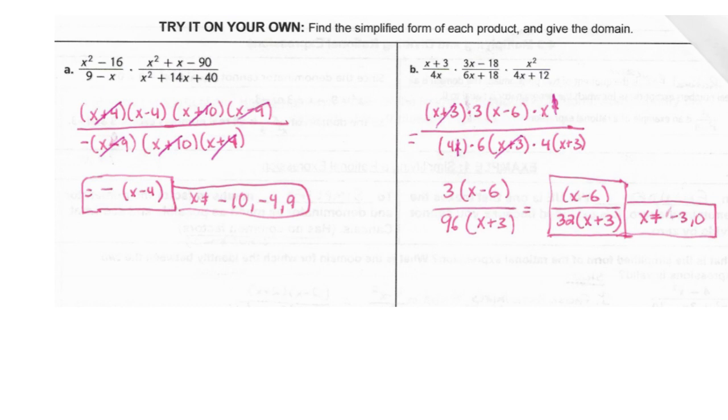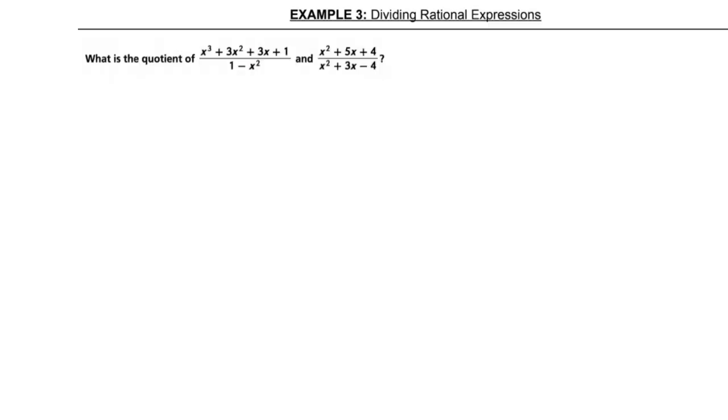And then you can reduce the 3 over 96 because it's 6 times 4, which is 24, times 4, which is 96. So you can reduce that to 1 over 32. And then your excluded values are 0 from the 4x and then -3 from the x plus 3's. All right.